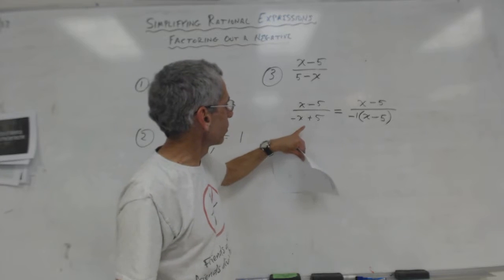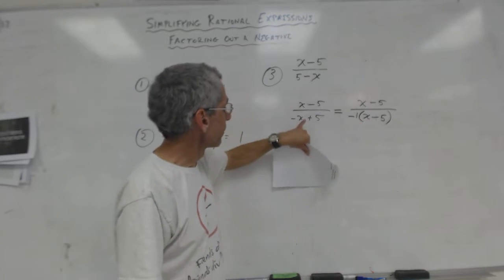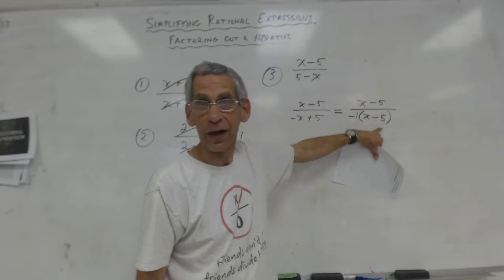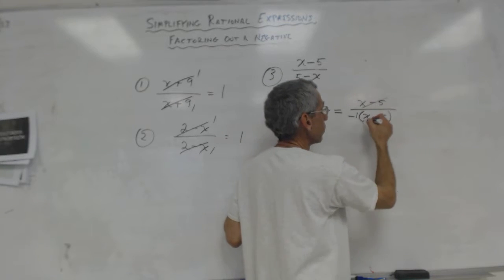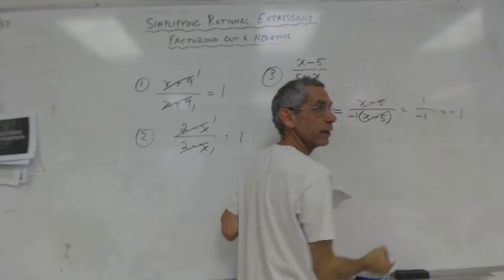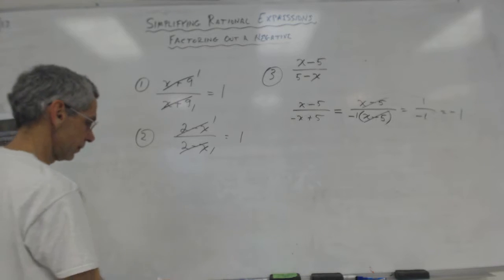Okay, so in essence, by putting a negative 1 here in the parentheses, I can change the negative x to a positive x and the positive 5 to a negative 5. And now I have x minus 5 over x minus 5, so I can cross those out. So I have 1 over negative 1, which is negative 1. You with me? Does it make sense?